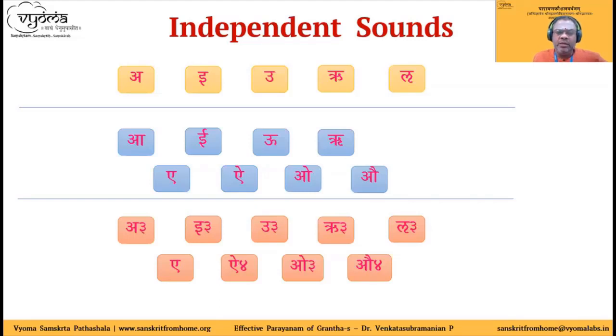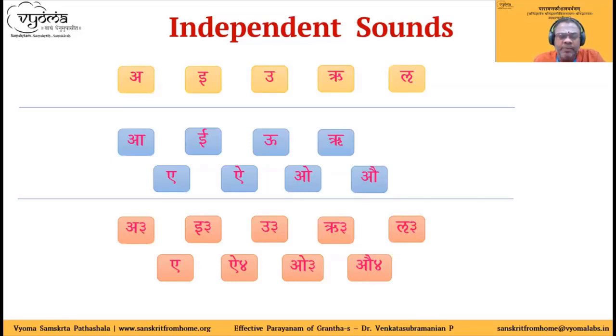Then a little bit dependent on the base sounds: A, I, U, R, E, I, O, Au. Then you have the sounds with a 3 on the side: A, I, U, R, L, E, I, O, Au. Some numbers are also there by the side. Now these are Pluta sounds. They take more time.